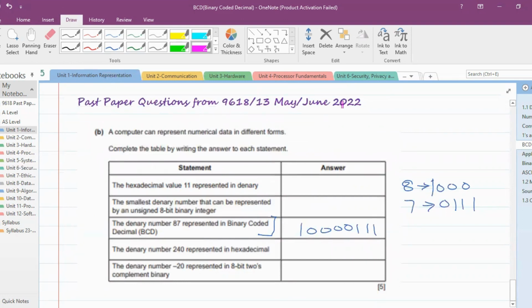Now, next. The next question is from May-June 2022, 961813. The question is, denary number 87 is given and you have to figure out the binary coded decimal. Very easy. Figure out the individual code for 8, and then the individual code for 7. So 8 is 1000, 7 is 0111. You write it together and that's your answer. You get full marks if you write it this way.